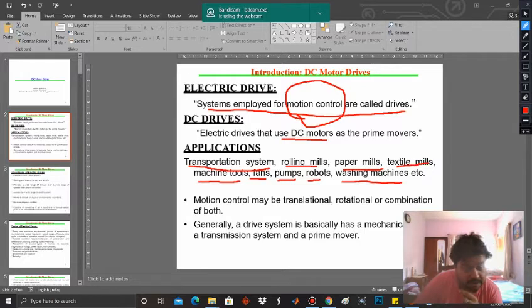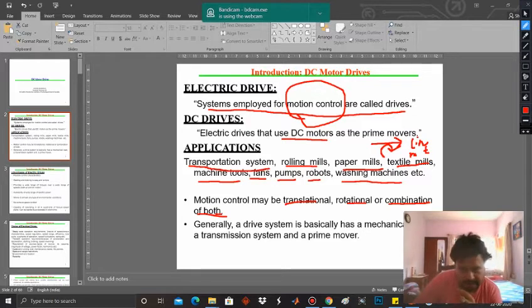So depending on, again I am focusing that depending upon the requirement or depending upon the motion control, they may be categorized as translational, rotational, or a combination of both. So I need not elaborate these things because translational means linear motion, LIN, that means linear, and circular motion or angular motion, that is called rotational motion, ROT.